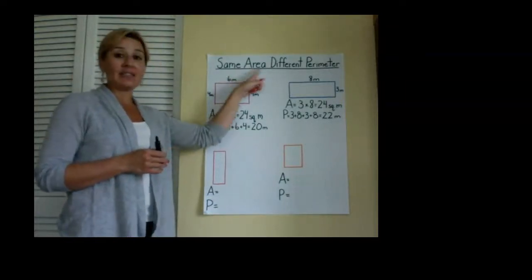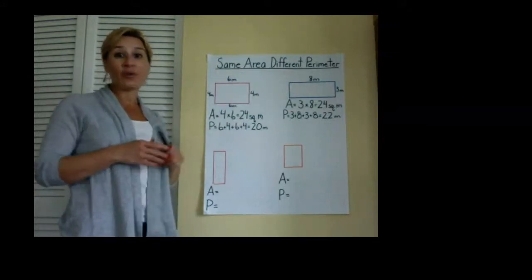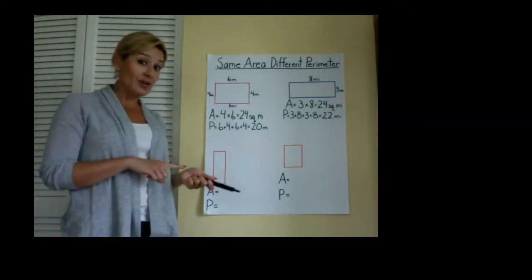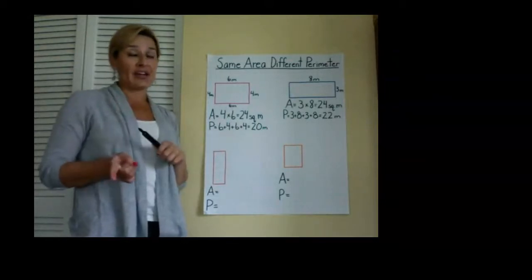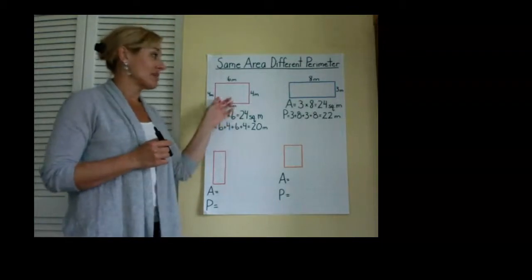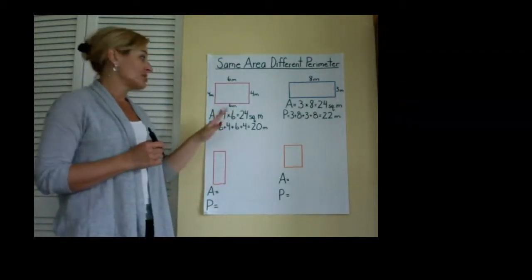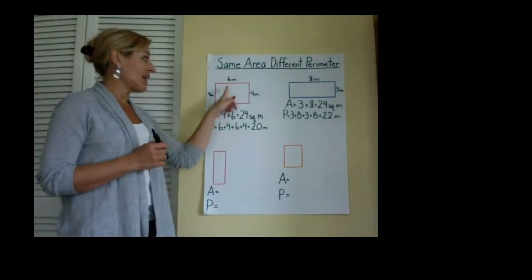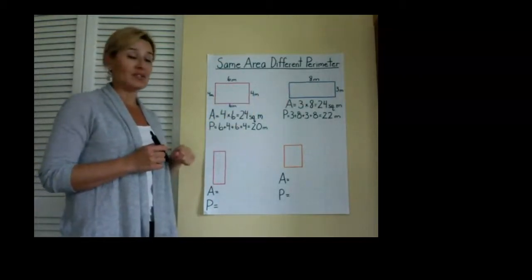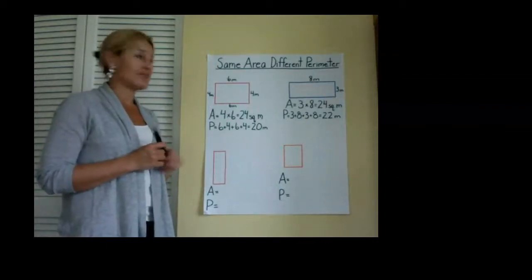Same area, different perimeter. Yesterday in 16:4, you learned about same perimeter, different areas. So we're going to do the opposite today. I have some example problems here, and then we're going to do one together. You can see on my samples, I have two different size rectangles, and we're going to see what's the same about them and what's different.